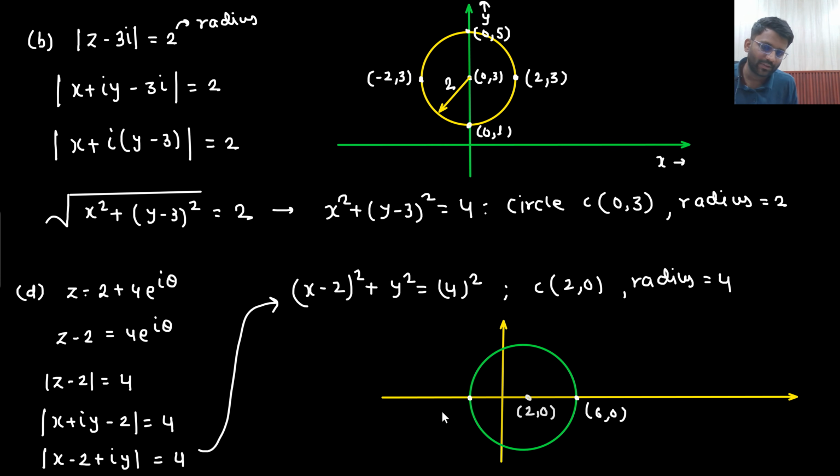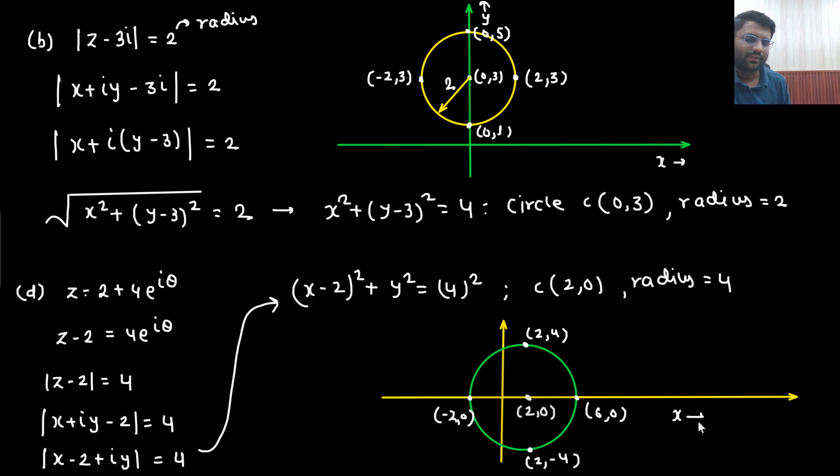What will this point become? This length is 4, right? So this point will become minus 2, 0. Right? And here radius of 4, this is radius of 4. So this point will become 2, 4, and with radius of 4, this point will become x equals 2, y equals minus 4. Understandable?